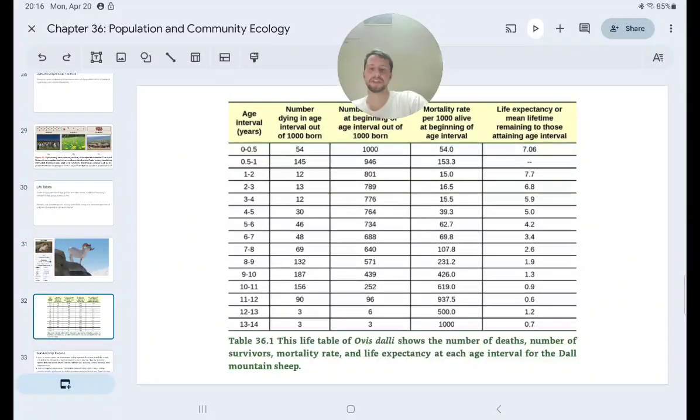Okay. And so you can see that at 11 to 12 years old, for example, the mortality rate is 937. That doesn't mean that 937 out of 1,000 in the population die in that year of life, it means that if you had 1,000 at that age, 937 would die. In other words, any individual has a 937 out of 1,000 chance of dying in that year, which is like a 93 or 94% chance of dying. Okay, that's what that is saying.